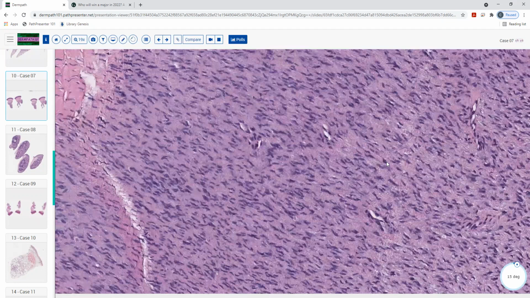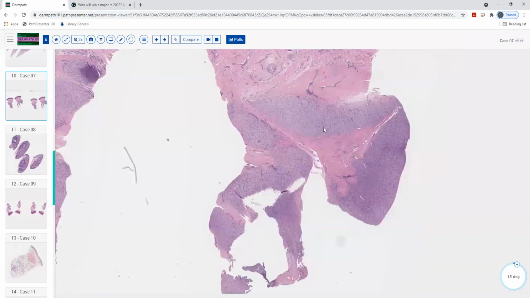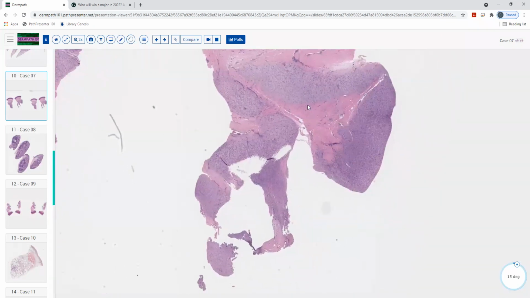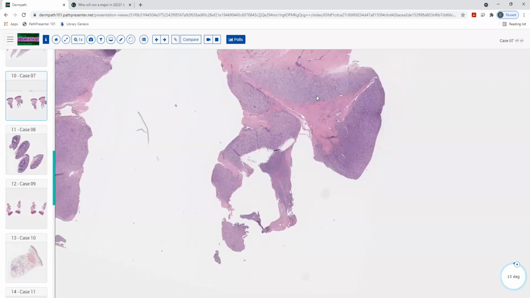Given that it's fairly well circumscribed, but when we zoom in, I see kind of minimal pleomorphism. It appears pretty symmetric. I don't see any necrosis. I would favor benign.